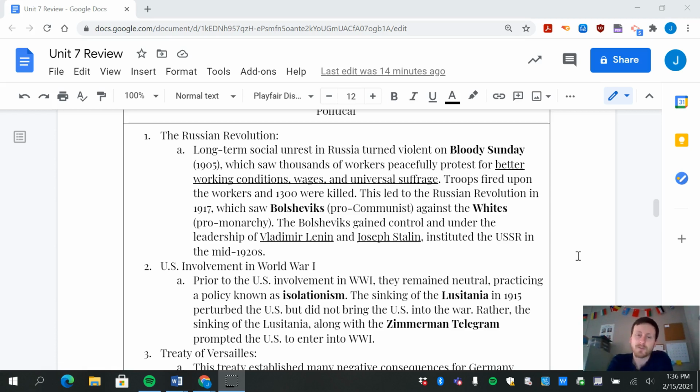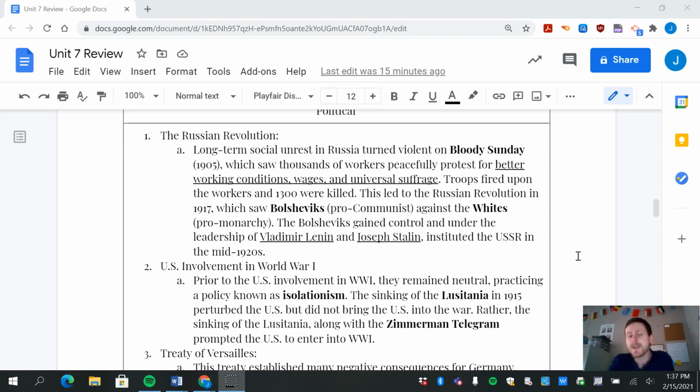we see a group of people known as the Bolsheviks who are pro-communist. Oftentimes they're referred to as the Reds. And they are facing against the Whites, and the Whites represent pro-monarchy. So the Bolsheviks end up gaining control, and under the leadership of Vladimir Lenin and Joseph Stalin, institute the economic ideals of communism into the USSR.